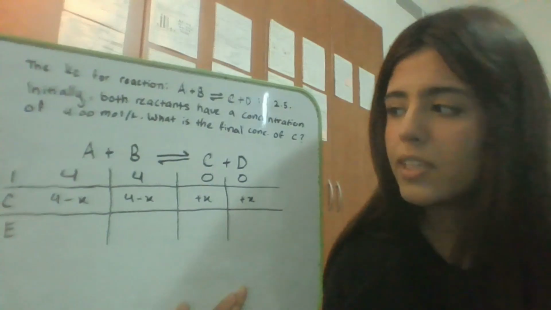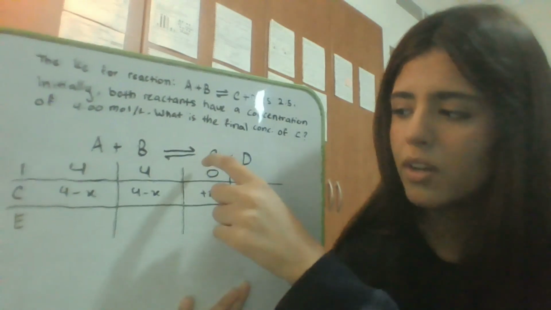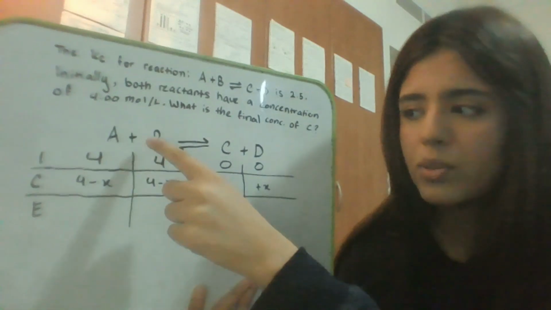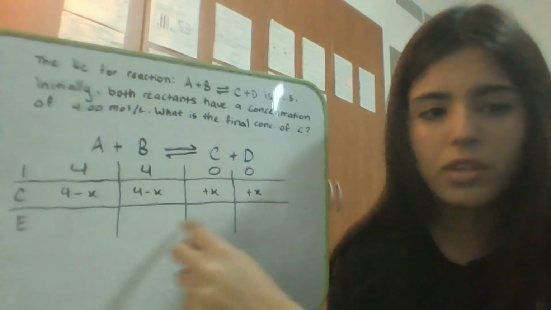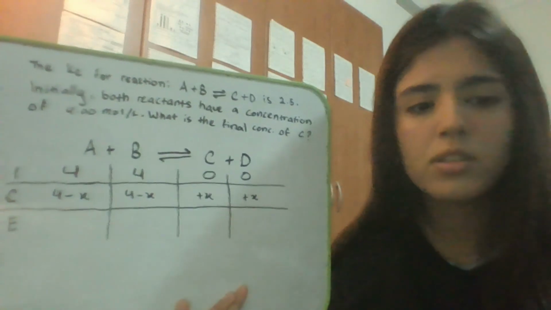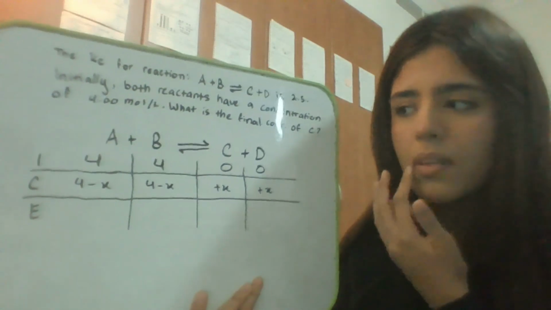So for example, if C had the coefficient of 3 right here, then we would add 3x. If B had the coefficient of 2 here, we would subtract 2x. Okay, but right now there are no coefficients. All the coefficients are 1, so we don't need to worry about that right now.